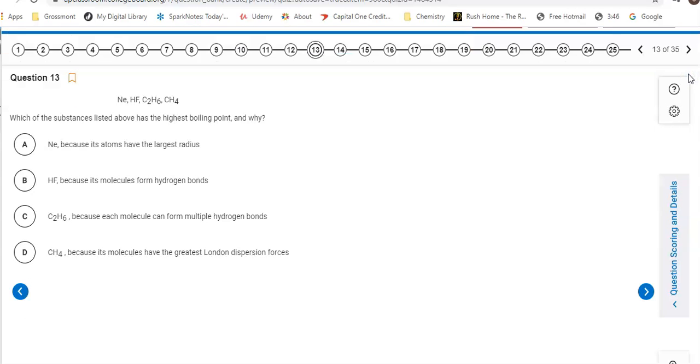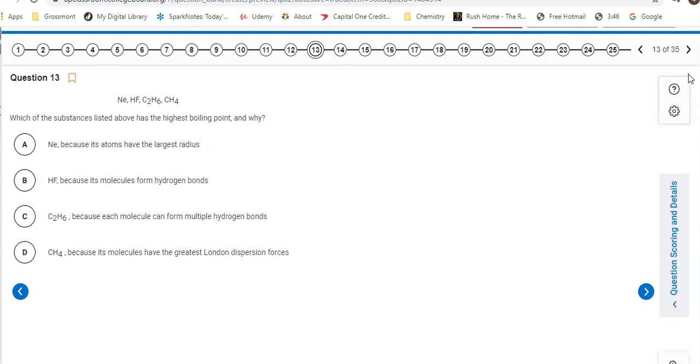Which of the substances listed above has the highest boiling point and why? Highest boiling point means it takes the most energy to break the molecules apart. So you're looking for the one with the strongest intermolecular forces. That one would have the highest boiling point because it would take more energy to break those intermolecular forces.